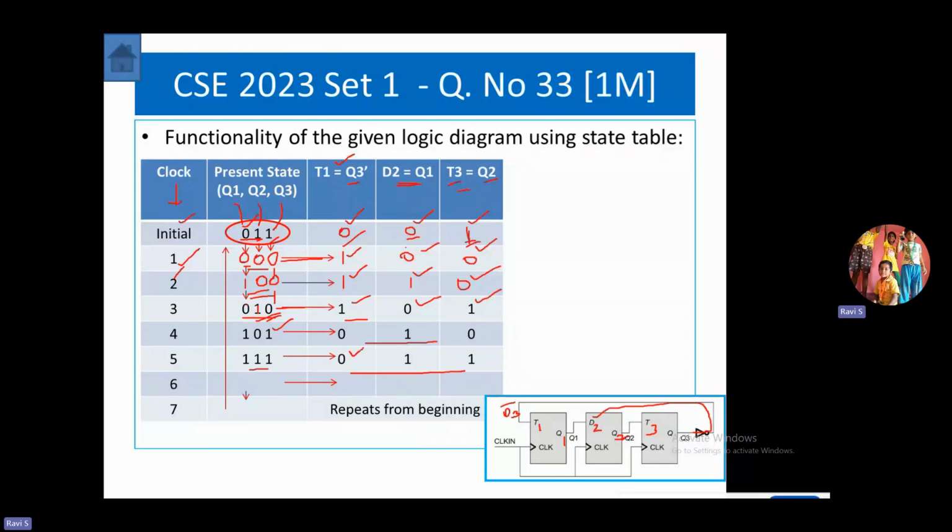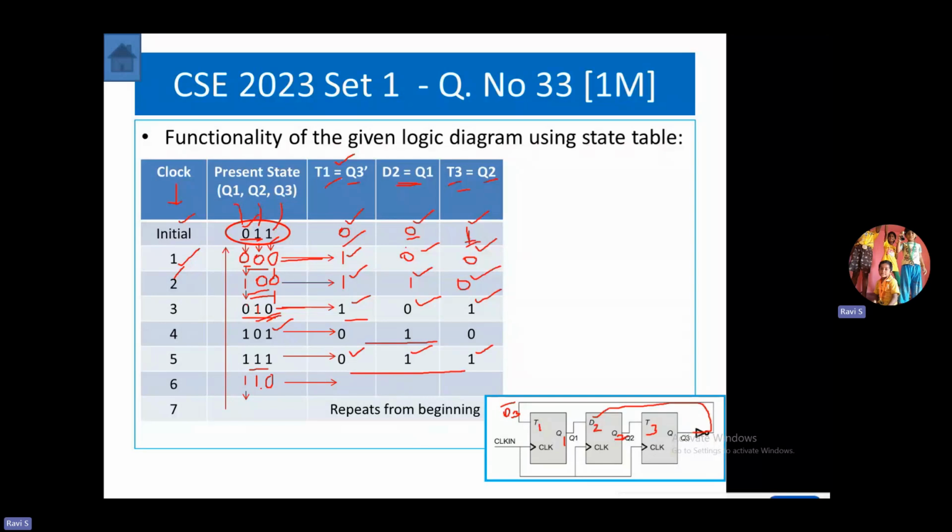Now, our first input is 0. For this flip-flop, T input is 0 means no change. Present state is 1. No change means the first one stays 1. Second one, D flip-flop, because it is 1, the next state is also 1. Under this situation, because the third flip-flop is having 1 and T input is 1, it must be complemented to 0. Now this is our new state.